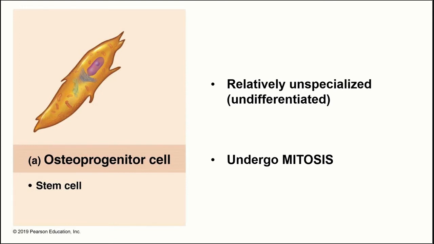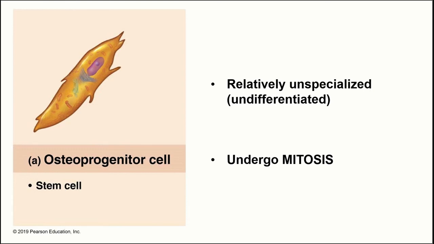The term that biologists tend to use for unspecialized cells is undifferentiated cells. So we would say that stem cells are relatively undifferentiated. That is, they haven't received a specific role in the body. Their role instead is to undergo mitosis. So essentially their job is to proliferate, make more of themselves.